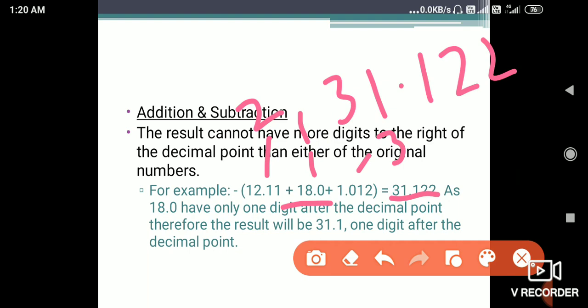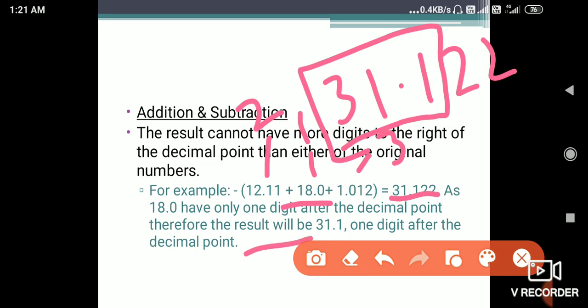So when you have to mention the answer, you have to see which number has the least digits after the decimal, and up to that number only you have to mention the answer. Here, because after the decimal we can only take one digit, the answer will be 31.1. So that is the rule for addition and subtraction.